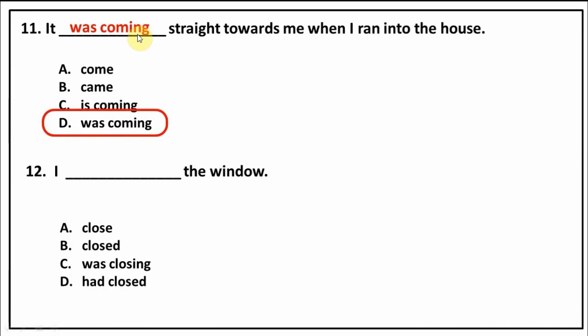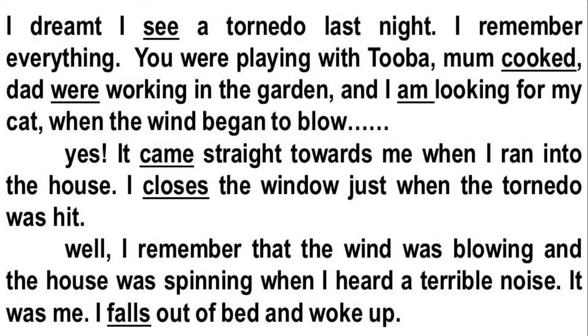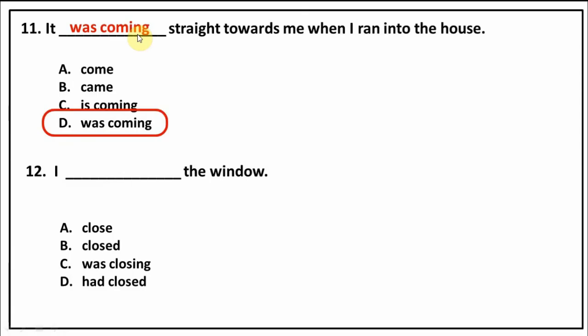Okay, the 12th one. I dash the window. I dash the window. पैसेज में देखिएगा तो इसमें लिखा हुआ है closes. I closes the window. मतलब मैं दरवाज़ा बंद करता हूँ. वो भी गलत है. Closes I के साथ closes नहीं आता, लेकिन उन्होंने लिखा हुआ है तो गलत. लेकिन अब अगर ये गलत है तो सही ऑप्शन है कौन सा? Close, closed, was closing, had closed.